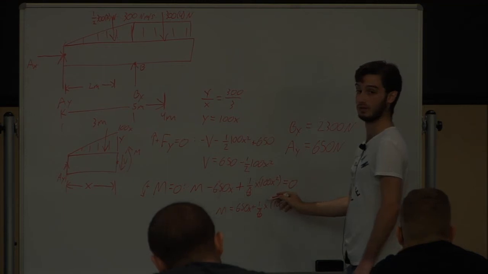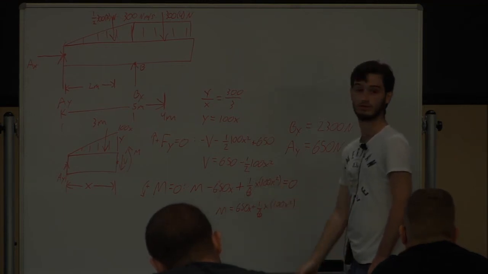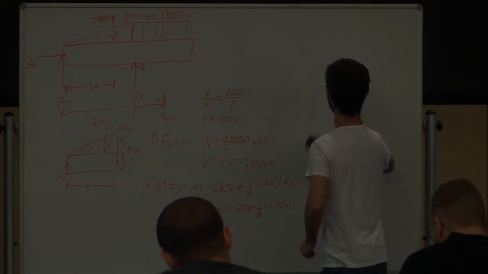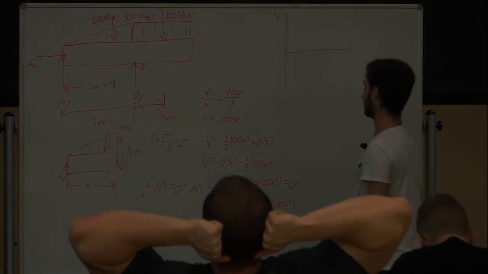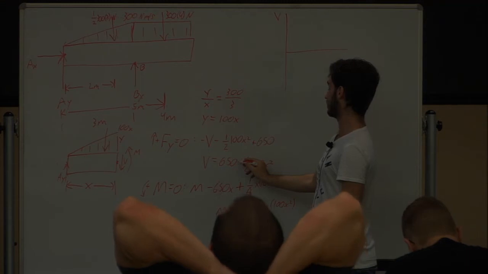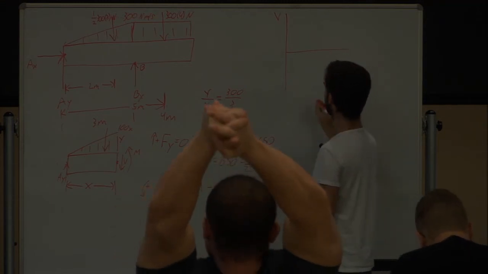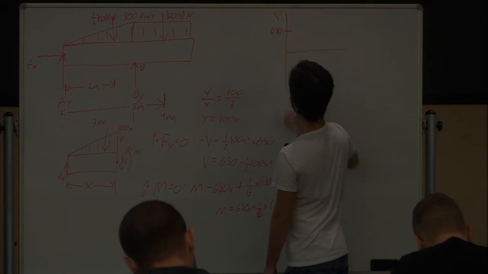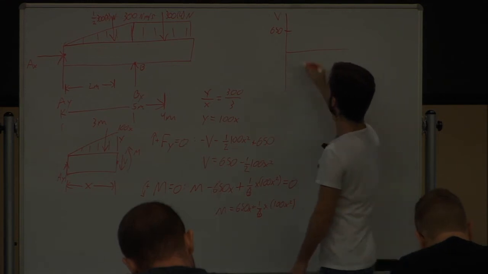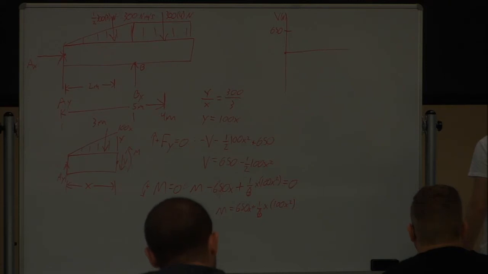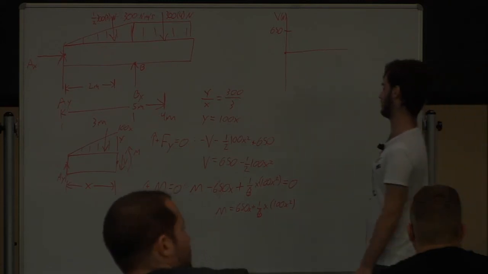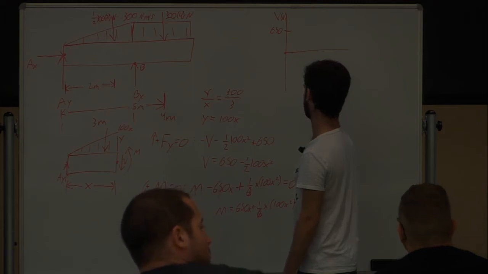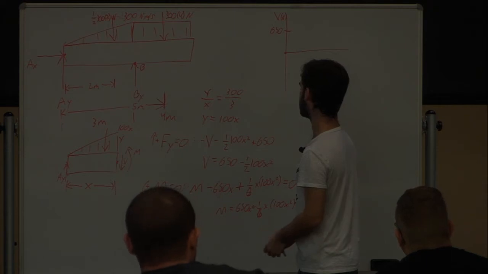So you have these values, right? AY and BY? Okay, so I'll erase those. So I'll label this 650. This shear is in newtons. 0. Negative 650. They got negative 650 over here.